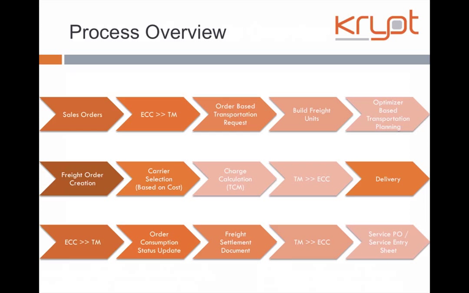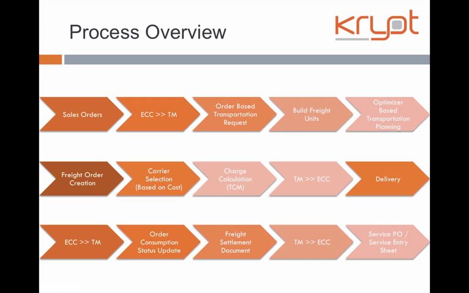These sales orders will then flow through to the TM system as order-based transportation requests, out of which you will see how freight units are built, and we will then proceed to do optimizer based transportation planning, which would select the appropriate route. You will see how these 3 sales orders are consolidated automatically by the optimizer and also allocated to the right vehicle resource, which would be a full truckload, a 40-foot truck, and you will also see the route details.